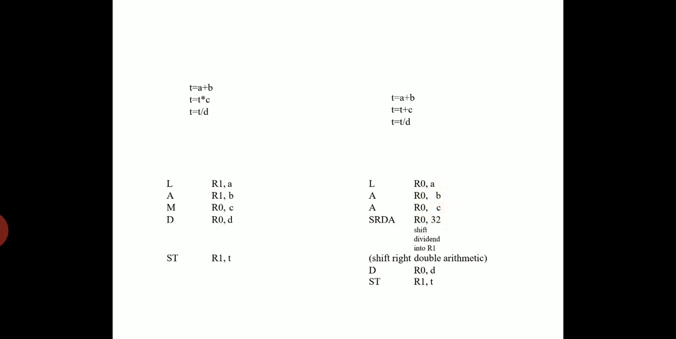Both R0 and R1 will be holding the result of SRDA. That is R0, 32 means shift right 32. That means now the 32 bit is in R1. Here in the initial instruction, R0 is chosen. In the case of the previous example, the initial instruction is having R1. Like that, the register allocation varies depending upon the characteristics of the hardware.